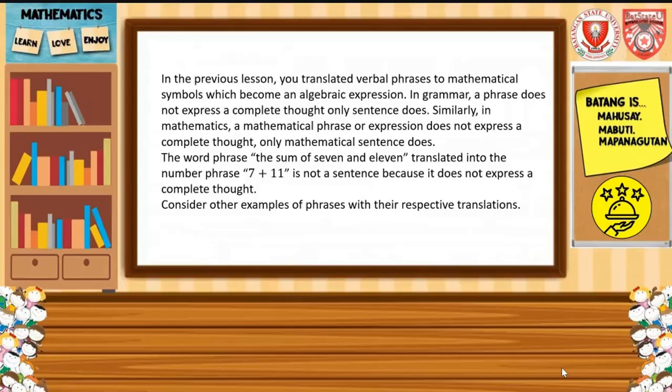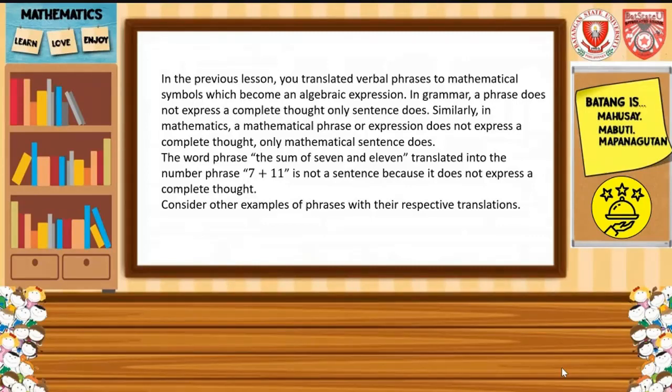For the word phrase, the sum of 7 and 11, we can translate it into a number phrase: 7 plus 11. It is not a sentence because it does not express a complete thought.